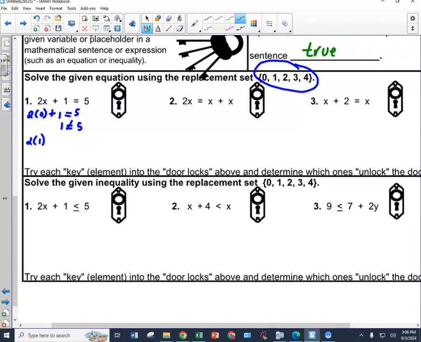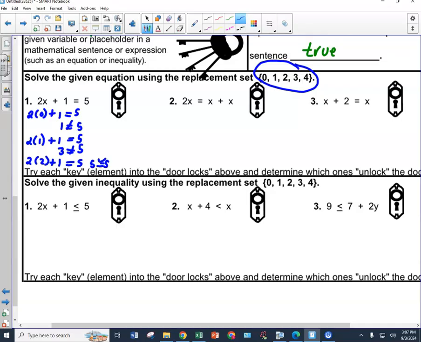2 times 1 plus 1 equals 5. So 2 times 1 is 2. 2 plus 1 is 3. 3 does not equal 5. So that is not a solution. All right, let's try 2 times 2 plus 1. Does that equal 5? So 2 times 2 is 4. 4 plus 1 is 5. 5 equals 5. So that's a hit. We got a good one.